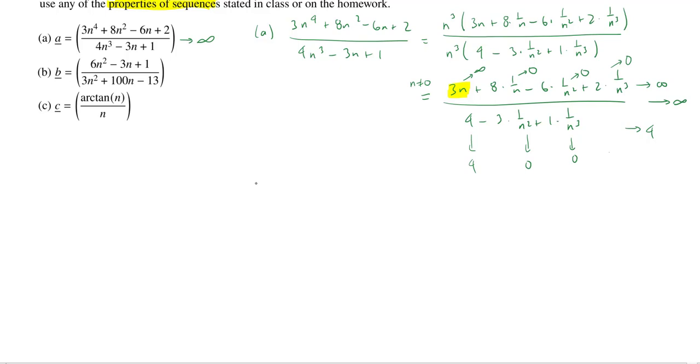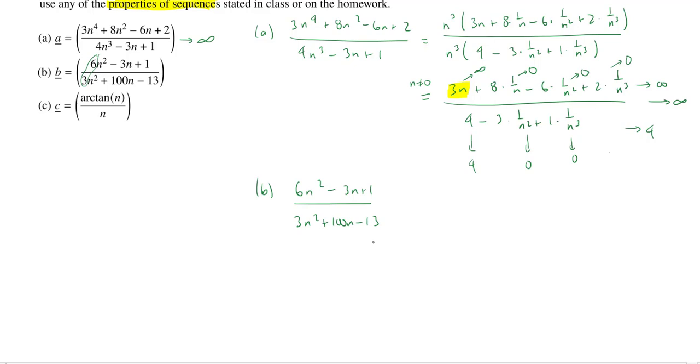All right, what about sequence B? Well, for sequence B, we're going to basically play the same game, only here we notice that the degree of the numerator and the denominator are the same, which should make us believe that the limit will be the ratio of those leading coefficients, right? So the limit should be 6 over 3. But let's give an argument. So I start with 6n squared minus 3n plus 1 over 3n squared plus 100n minus 13.